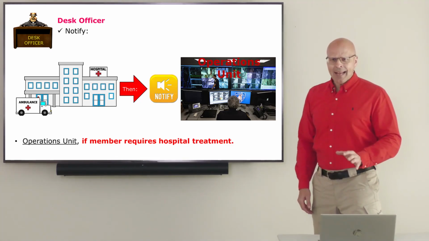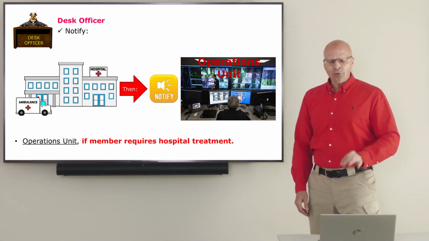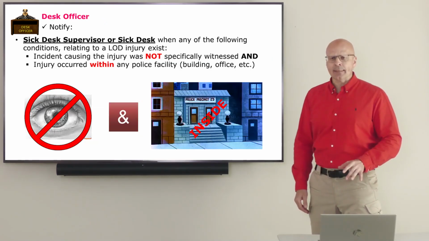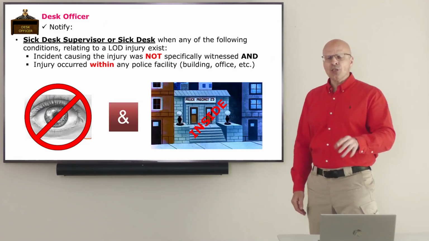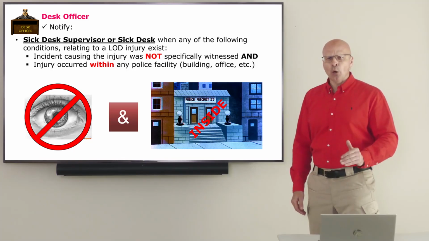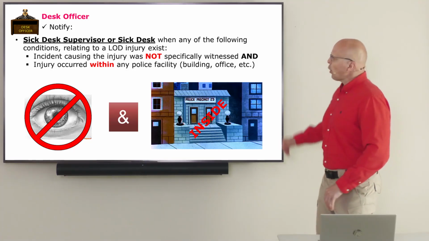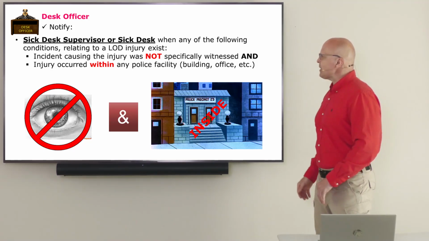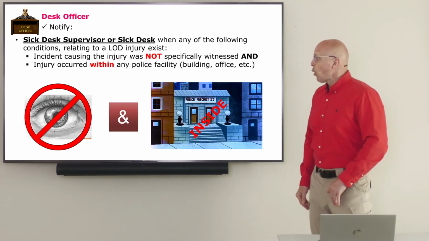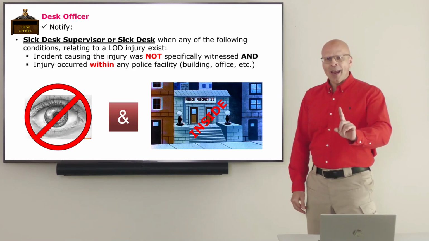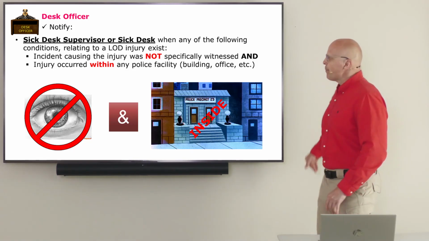And lastly, when does the desk officer have to notify the sick desk supervisor or the sick desk? There are 4 situations. He notifies the sick desk supervisor or the sick desk when any of the following conditions relating to a line of duty injury exists. First situation when notification is required.